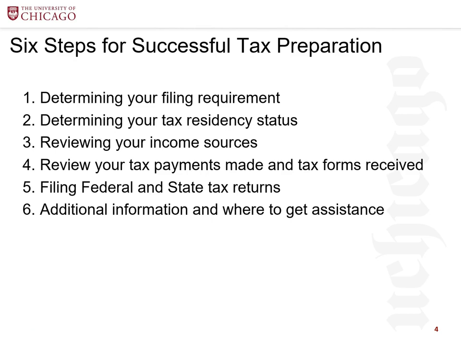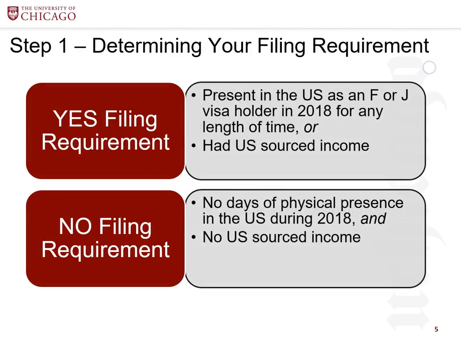There are six sections to this presentation today. The first section is determining your filing requirement, who needs to file a tax return and when. The second is determining your tax residency status. Are you a non-resident for tax purposes or a resident for tax purposes? The third is reviewing your income sources. The fourth is reviewing the tax payments you may have already made and the tax forms you may have already received, as well as tax forms that you may be receiving in the future. Section 5 is filing federal and state tax returns, and Section 6 is additional information and where to get assistance. That includes free options as well as paid options.